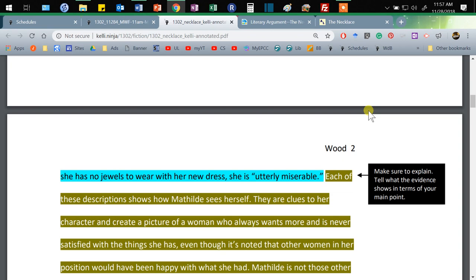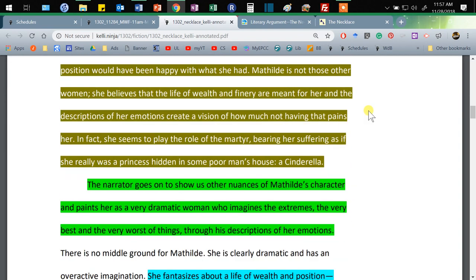Each of these descriptions shows how Mathilde sees herself. They are clues to her character and create a picture of a woman who always wants more and is never satisfied with the things she has, even though it's noted that other women in her position would have been happy with what she had. And I'm discussing this here, but I'm also referring to a specific part in the story. So if I had page numbers on this, I would go in and put whatever page that was, 3, whatever. Mathilde is not those other women.